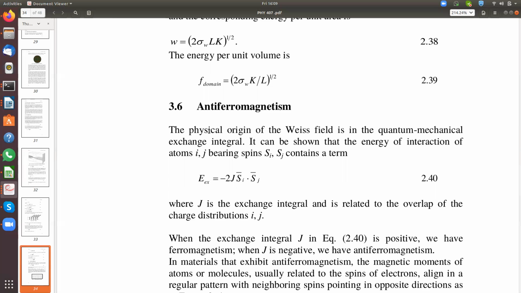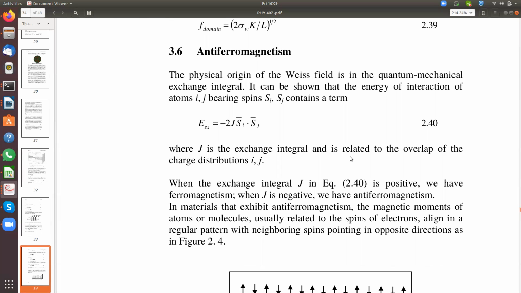The spatial origin of the Weiss field is in the quantum mechanical exchange integral. It can be shown that the energy of interaction of atoms i and j bearing spins Si and Sj contains a term, this, as exchange interaction, where J is the exchange integral and is related to the overlap of the charge distribution of i and j. So when the exchange integral J in equation 240 is positive, we have ferromagnetism. When J is negative, we have antiferromagnetism.